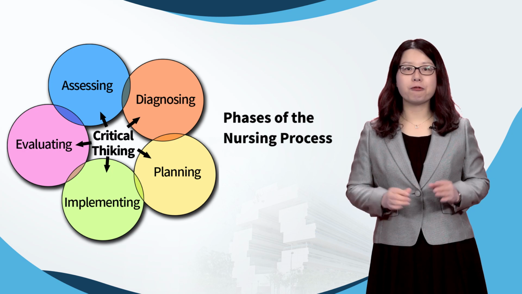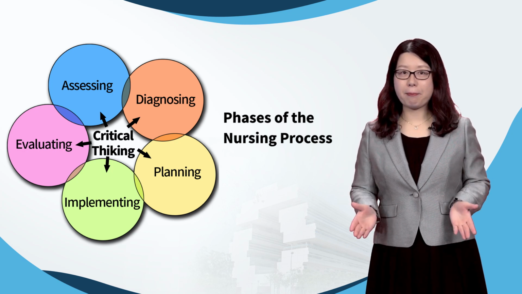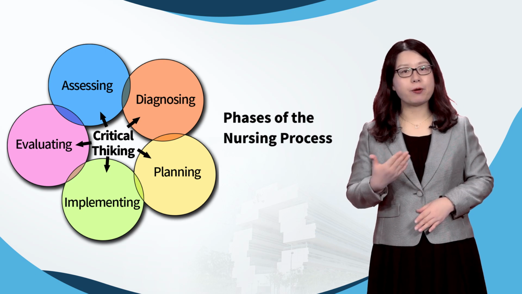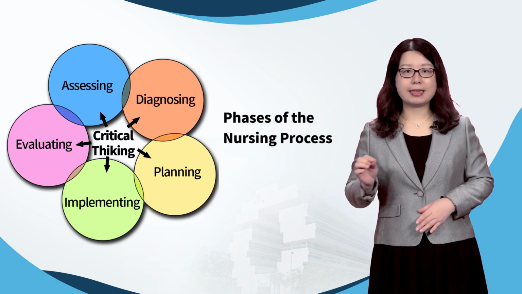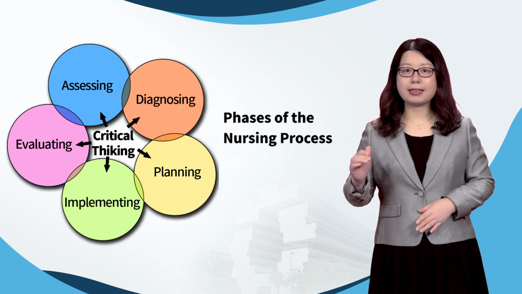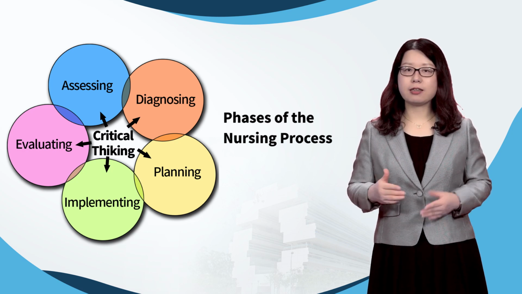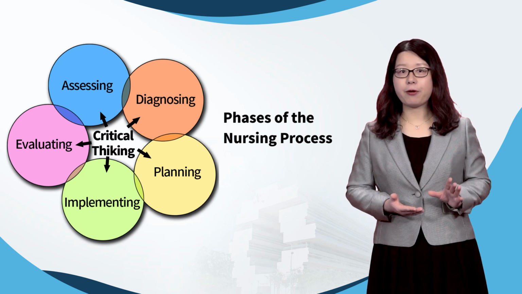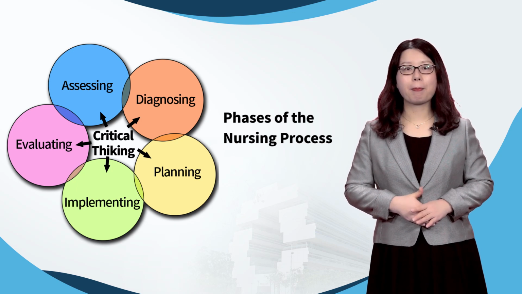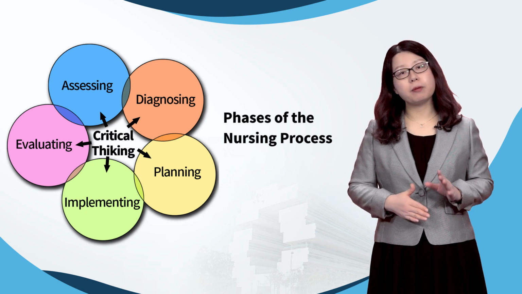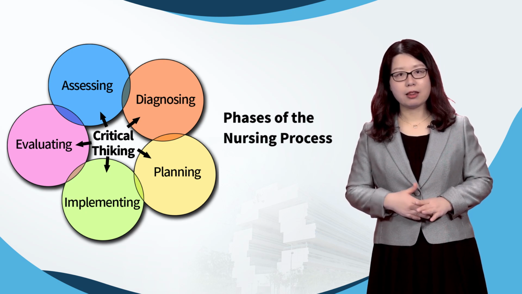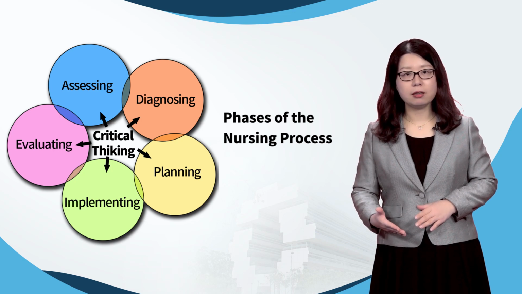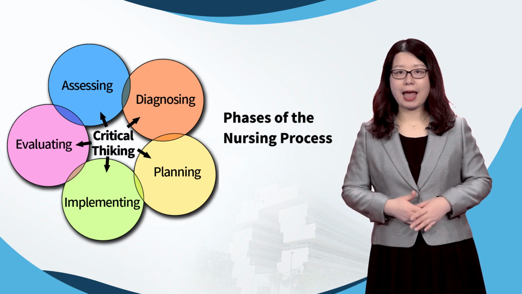The phases of nursing process are not separate. They are overlapping, continuing sub-processes, such as assessing. The first phase of the nursing process is also carried out during the implementing and evaluating phases. For example, while administering medication, the nurse continuously notes the patient's skin color, level of consciousness, and so on.